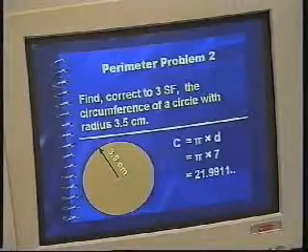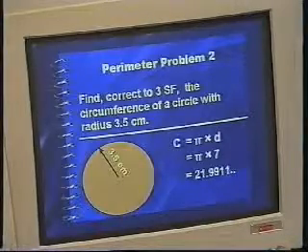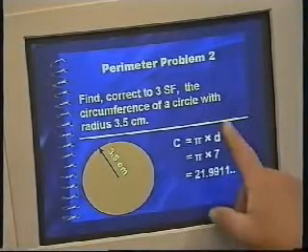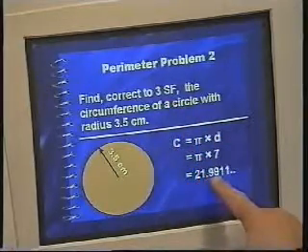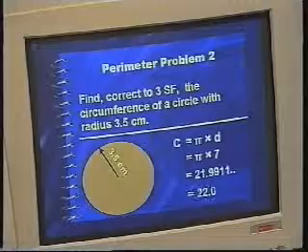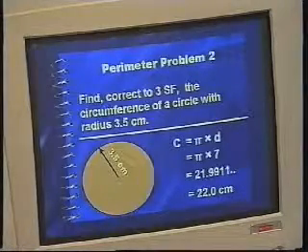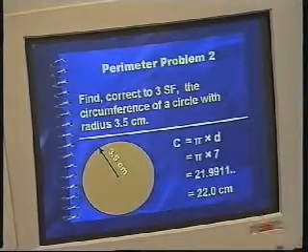Working that one out, it comes to 21.9911, and it goes on. We have to round, it says here, to 3 significant figures. So we want 1 decimal place, and it becomes 22.0 centimeters.